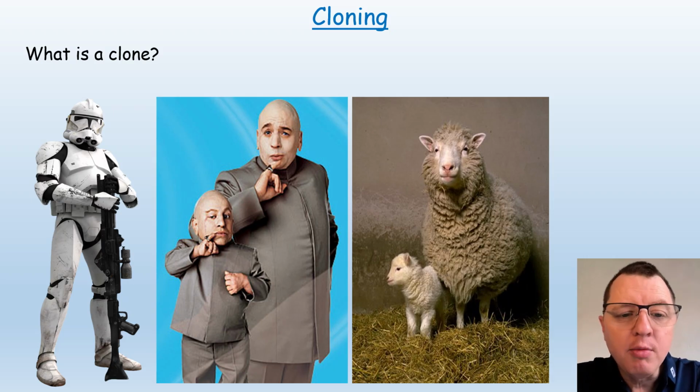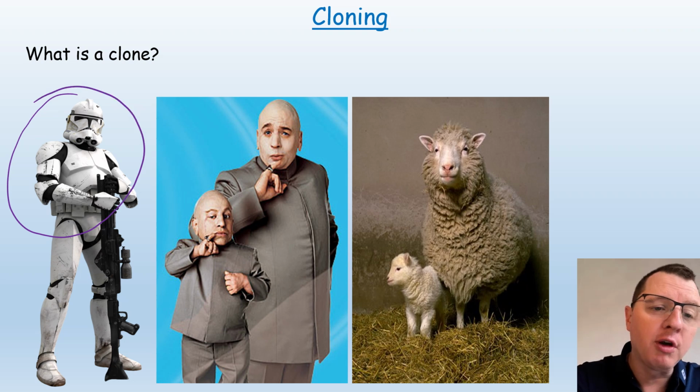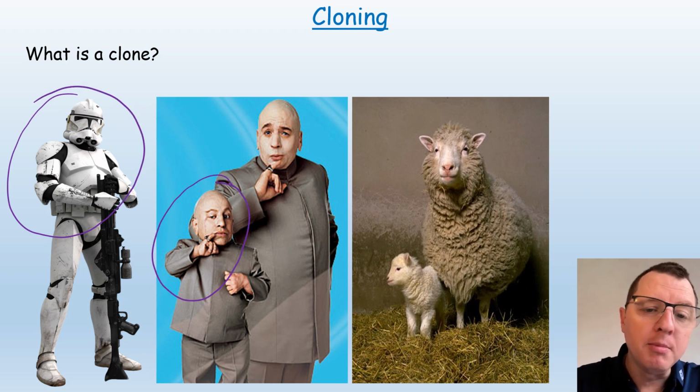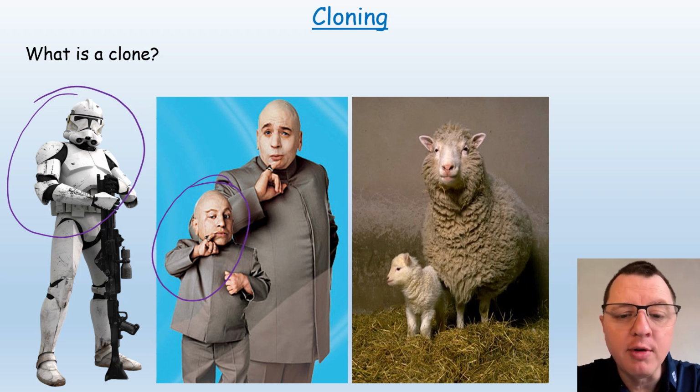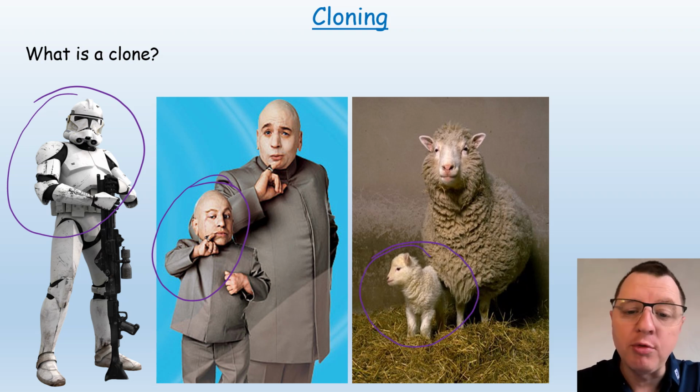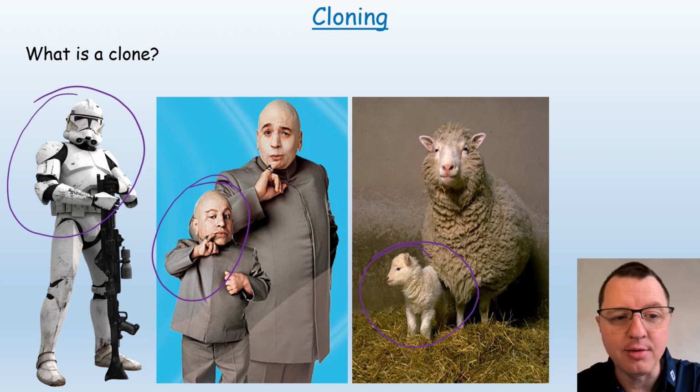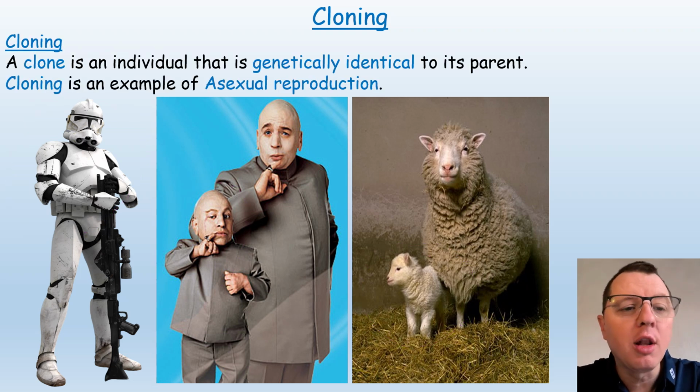So in this image we've got some idea of what media and films tend to think a clone is. We've got Clone Troopers from the Star Wars franchise, Mini-Me from the Austin Powers franchise, but the only image that actually contains a real clone is this one here, with Dolly the sheep, who was cloned in Edinburgh University in 1996. So what is a clone?